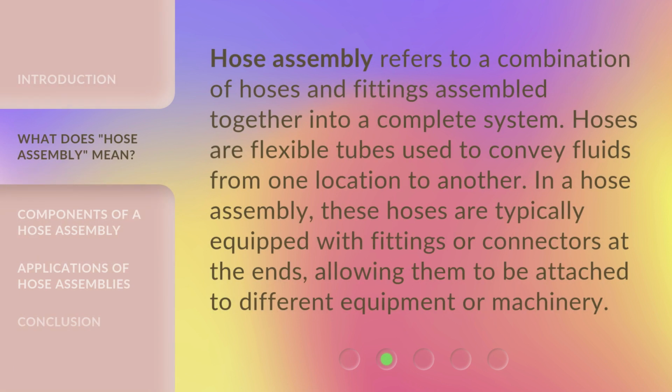Hose assembly refers to a combination of hoses and fittings assembled together into a complete system. Hoses are flexible tubes used to convey fluids from one location to another. In a hose assembly, these hoses are typically equipped with fittings or connectors at the ends, allowing them to be attached to different equipment or machinery.